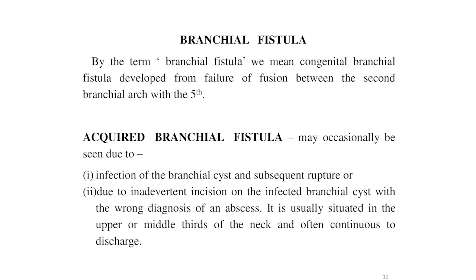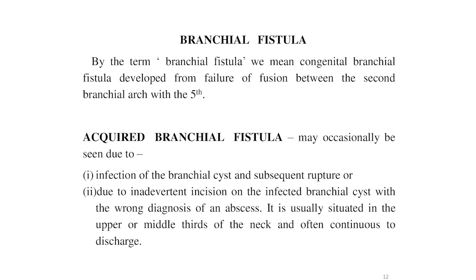Now the next point of this lecture is the branchial fistula. By the term branchial fistula, we mean congenital branchial fistula develops from the failure of the fusion between the second branchial arch with the fifth. The acquired branchial fistula may occasionally be seen due to the infections of the branchial cyst and subsequent rupture, or due to the inadvertent incision on the infected branchial cyst with the wrong diagnosis of an abscess.